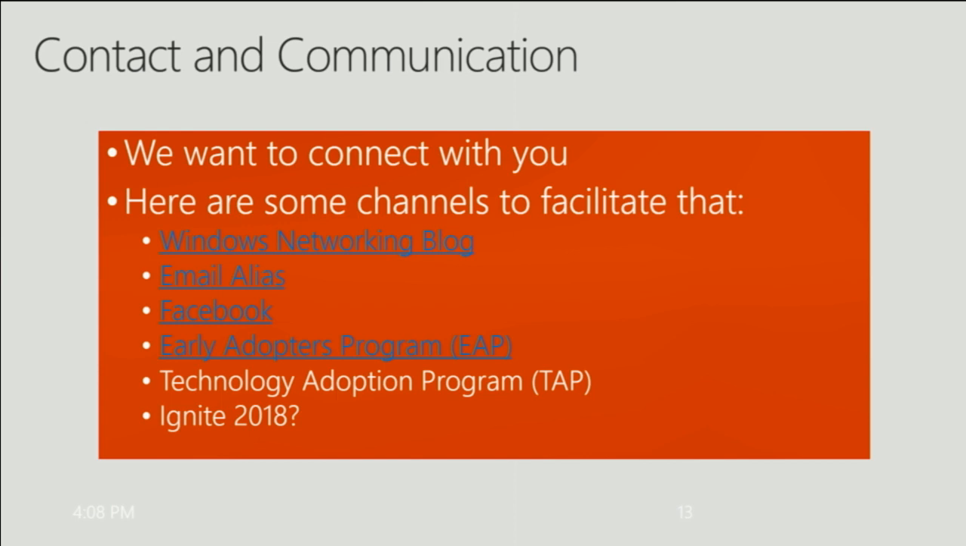We just created an email alias, and we'd like you to join that. You're not going to get spammed. Once every release, I'll write that networking blog, so I'll probably send it out to the email alias, and you can read it. That way you don't have to watch the blog for 6 months. We do have a Facebook group. That's experimental, so we'll see how that works out. So far, so good. There's an early adopters program, a technology adoption program, and this forum right here, Ignite.